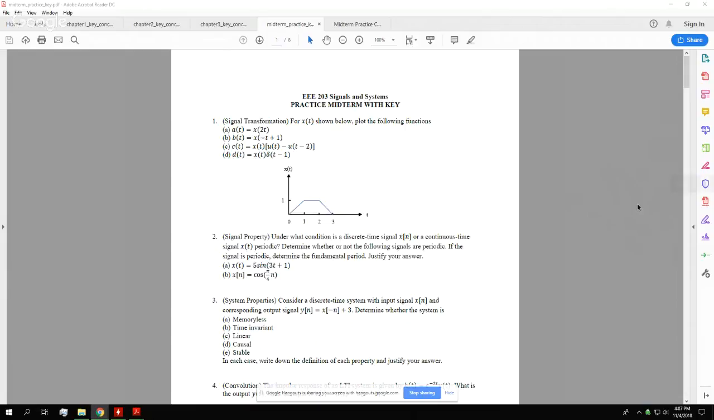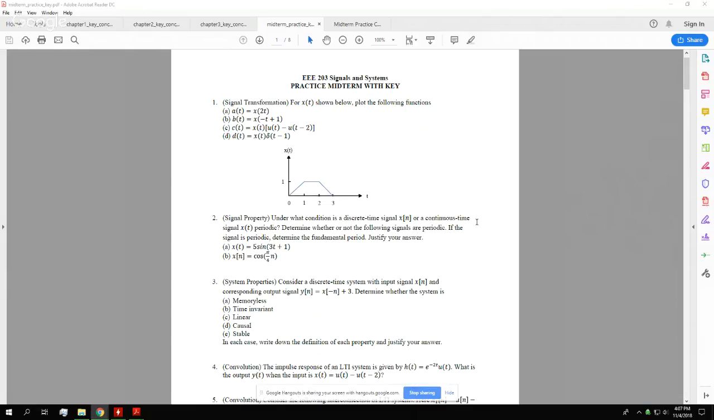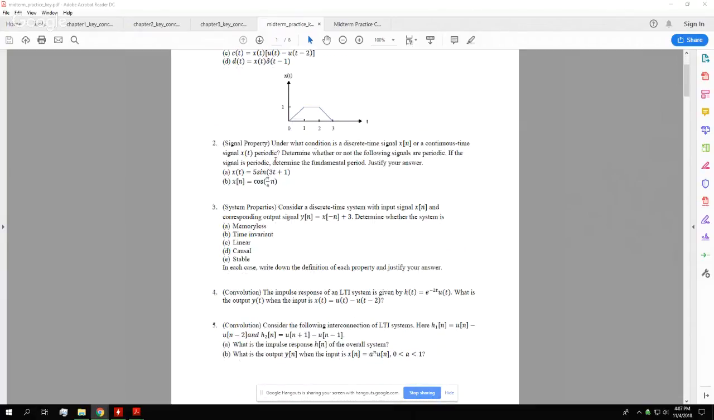So let's get into problem 2. Problem 2 is talking about signal properties. And the question itself asks, under what condition is a discrete time signal x of n or a continuous time signal x of t periodic? Determine whether or not the following signals are periodic. If the signal is periodic, determine the fundamental period and justify your answer. And then we're given 2 signals to take a look at. Part A is a continuous time signal, and part B is a discrete time signal.